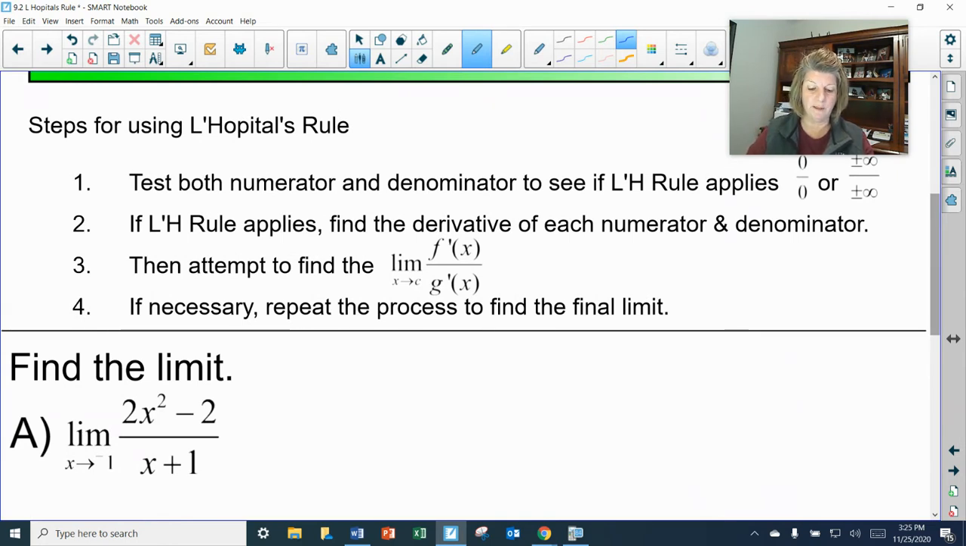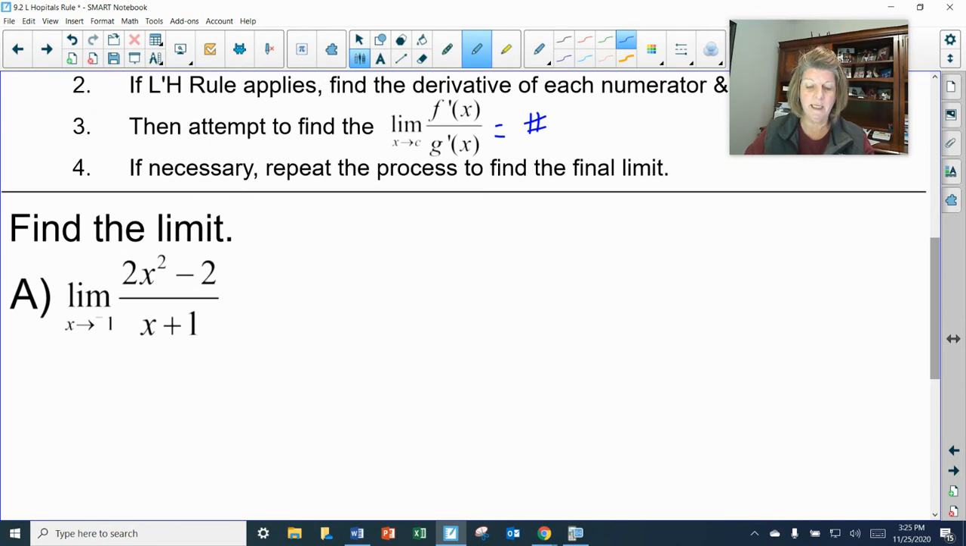If L'Hopital's rule applies, meaning I get 0 over 0 or infinity over infinity, then I can find the derivative of the numerator and the derivative of the denominator. And hopefully from there, I can get some limit out of that. Once I use the substitution method to put my numbers in, I can evaluate the limit. If necessary, I can repeat L'Hopital's over and over as long as I'm coming up with 0 over 0 or infinity over infinity, plus or minus, doesn't matter whether it's positive or negative.